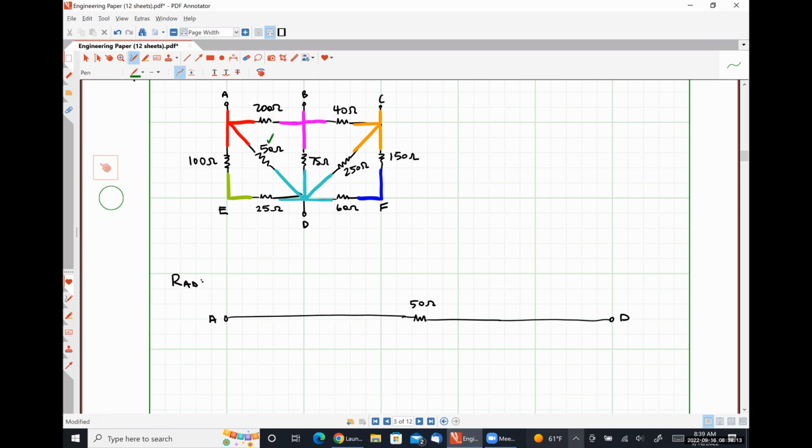So an obvious path to me is for us to go from A to E to D. Let's do that one next. E is in the middle. To go from A to E, we have to go through the 100 ohm resistor. And to go from E to D, we would go through the 25 ohm resistor.